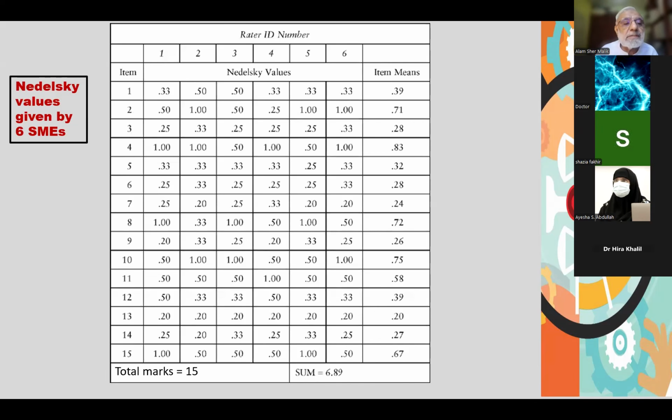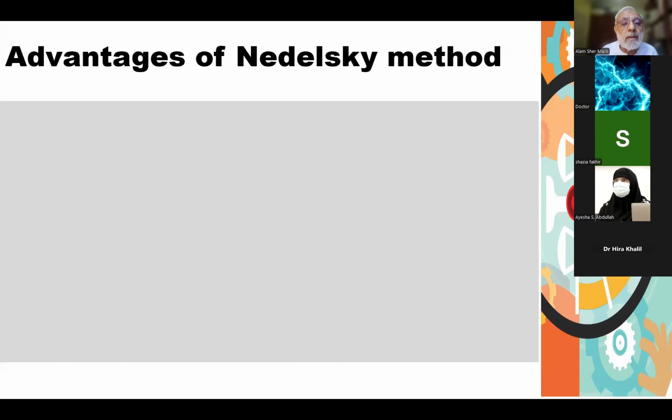Okay. So this is an example where there are 15 items, and these are, let's say, the 6 examiners, and this is their opinion. Then the item mean is calculated and the total mean is added, and that becomes the pass mark for a minimally competent candidate. So this seems a really quite simple method. It is transparent, simple, and feasible.